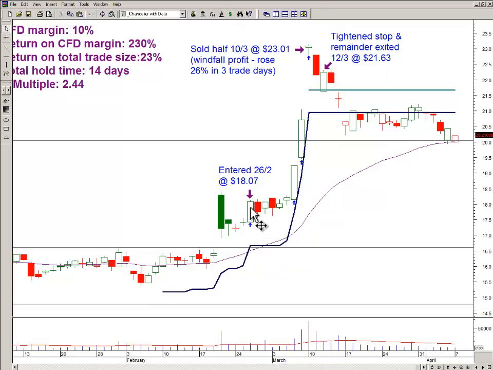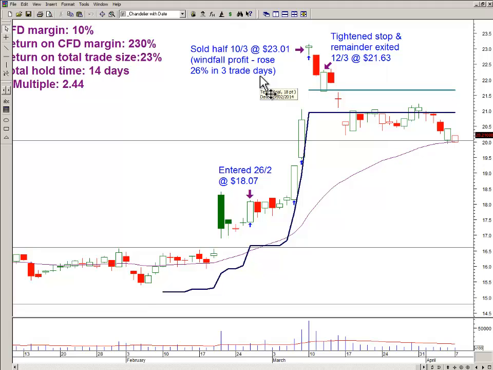I liked what I saw because it looked like a continuation from the previous gap move. So I entered on the 26th of February at 18.07. Now it just paused for a little bit and then it charged up. And it charged up, rising 26% in 3 trade days. Now that's enough for me to take some profits.